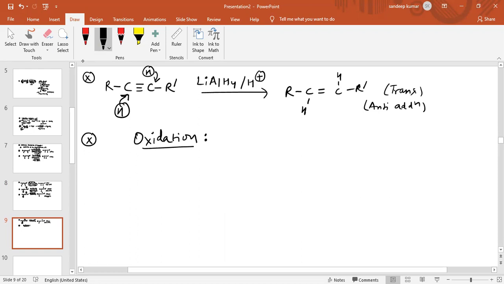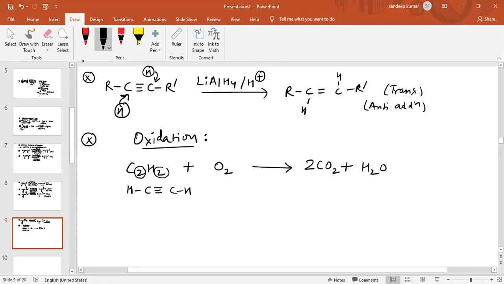If a compound is given like C2H2. What is C2H2? C2H2 is HC triple bond CH. When there is combustion, meaning reaction in the presence of oxygen, as we can see there are two carbon atoms, so 2 moles of CO2 gas will be released. There are 2 hydrogen atoms, so 2 by 2 means 1 mole of water will be formed.